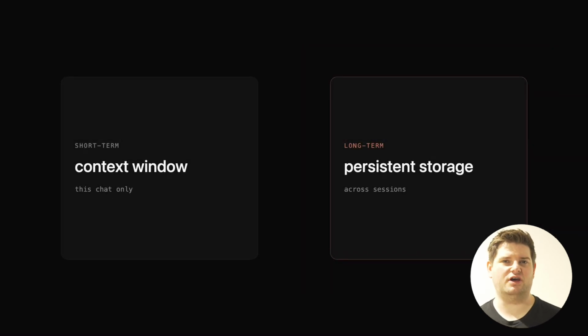Short-term versus long-term memory. Short-term memory is the context window, what's in the chat right now. Long-term memory is what gets saved somewhere and pulled back in later. People conflate them constantly. Short-term lives and dies with that single conversation. Long-term survives across sessions.